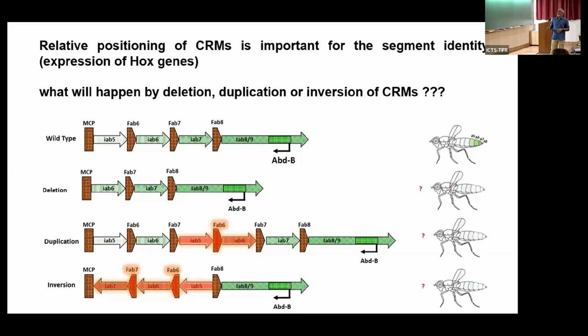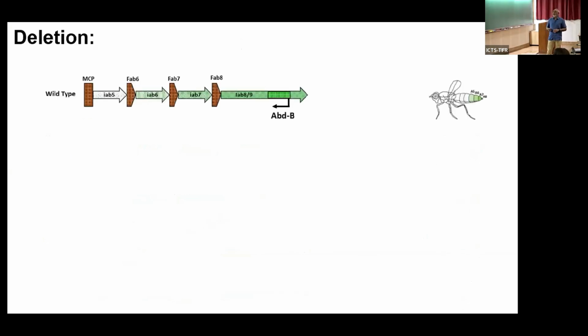So deletion is here, so IV5 is gone, so you see a shorter complex. This is duplication, so IV5, IV6 is deleted, duplicated. And here this whole part is inverted. We were very excited to see what happens to these flies. But when we made these flies, okay, I will show you the result.